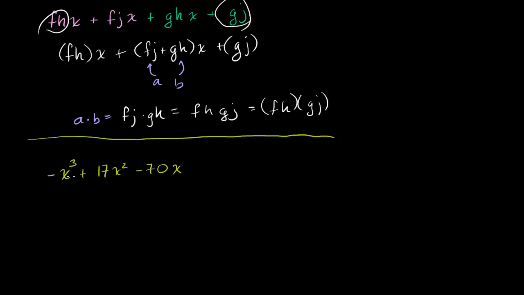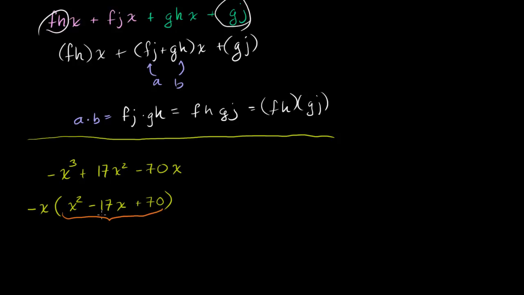The first thing you should realize is that every term here is divisible by x. So let's factor out an x. Or even better, let's factor out a negative x. If you factor out a negative x, this is equivalent to negative x times: negative x to the third divided by negative x is x squared; 17x squared divided by negative x is negative 17x; negative 70x divided by negative x is positive 70. The x's cancel out.